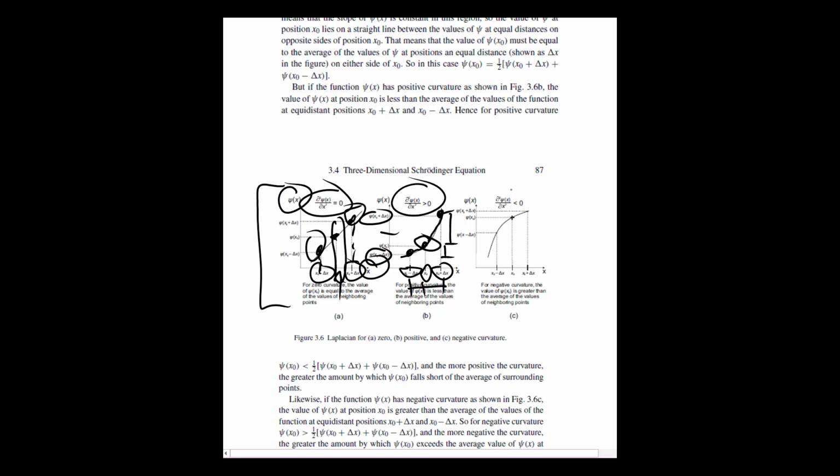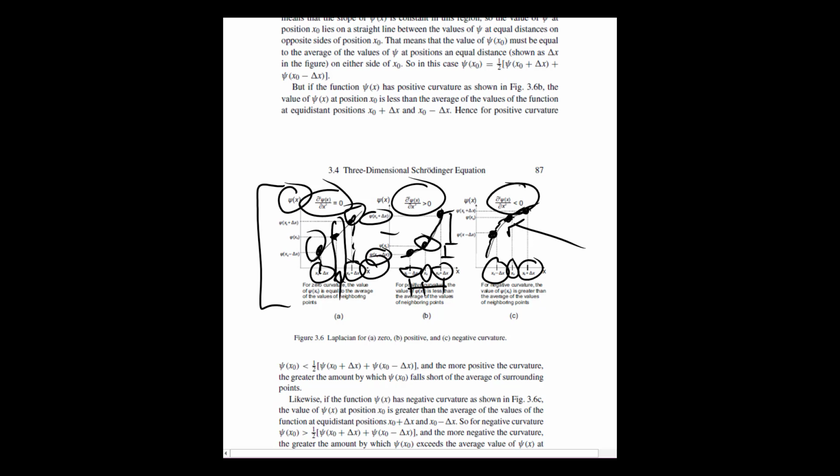Now take the opposite case. Here's negative curvature. Slope is positive, but it's getting less positive. So that's negative curvature. Now when we look at the value of the function at x0, we get a value. If we go a little bit one direction, we get a bigger, but not much bigger value. If we go the same distance in the other direction, we get a value that's considerably smaller. So now the value of psi at x0 is bigger than the average of the surrounding points.